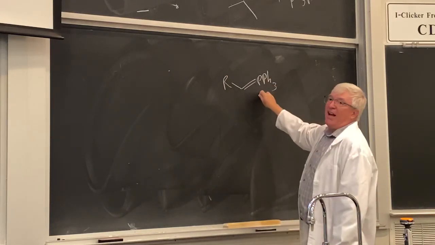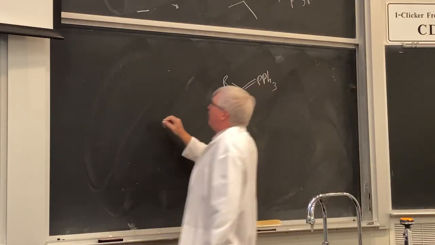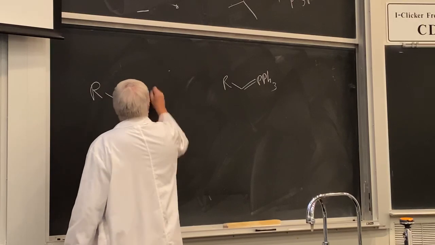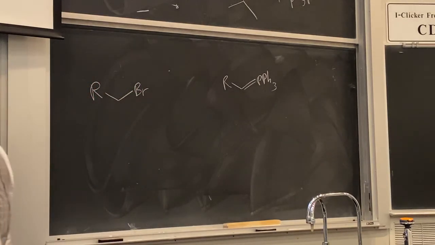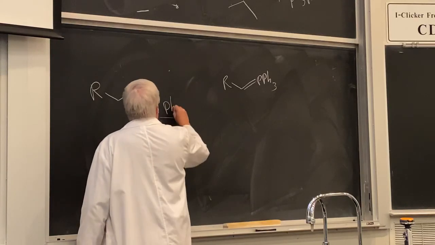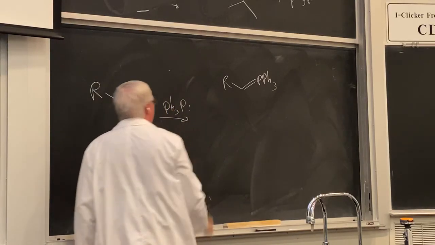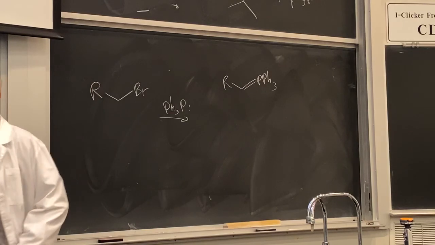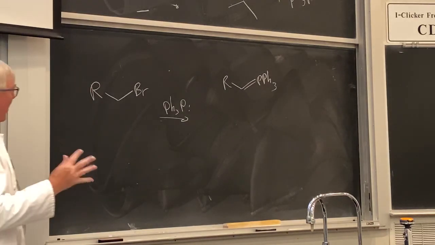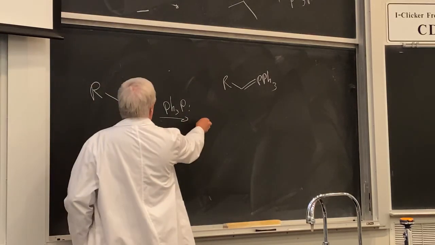How do we make that? Okay, well, it's made quite simply from the halide. So it can be a bromide or a chloride typically, and you react that first with triphenylphosphine. So that's analogous to an amine compound with phosphorus. Remember, there's 5 valence electrons, so there's a lone pair on phosphorus.